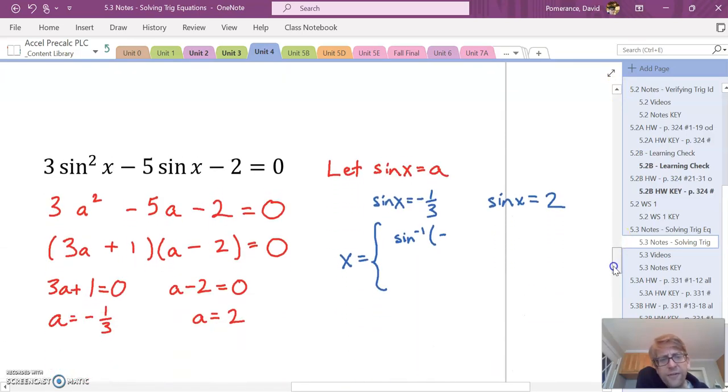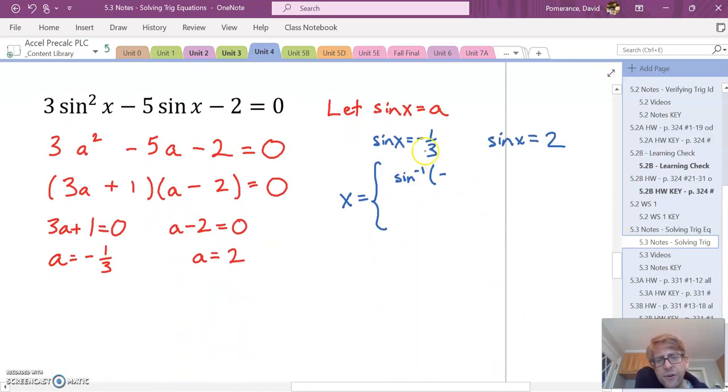That 1/5 was not something we recognized from the unit circle. This negative 1/3 is not something that we recognize from the unit circle. So I would leave the exact answer looking like this, plus 2 pi n, of course, because we're looking for all the solutions. And then this is an odd function whose period is 2 pi.